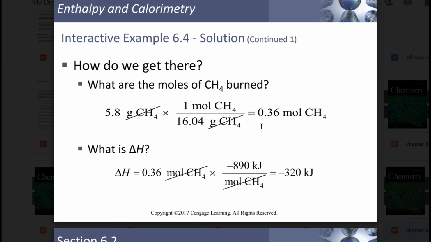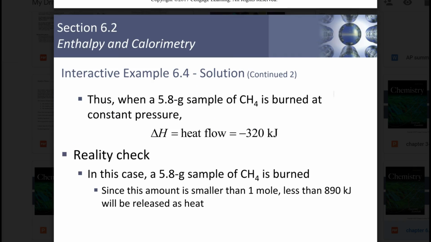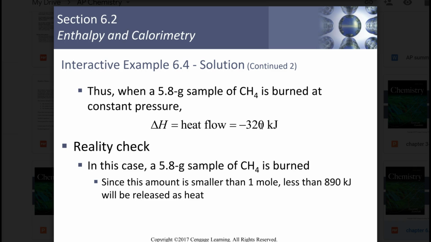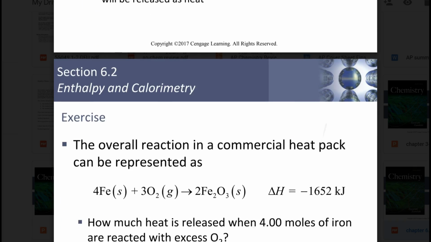When they say molar enthalpy, when they give you units, they give you kilojoules. They don't say per mole. You have to assume it's per mole. Keep that in mind, because a lot of problems happen that way. Not always, we'll talk about it. If they say 5.4 grams, could you assume they want you to convert it to moles? If you're dealing with molar enthalpy, yeah, pretty much. So heat flow, negative 320. In this case, when you burn the 5.8 grams, you're going to get 320 kilojoules of heat released.